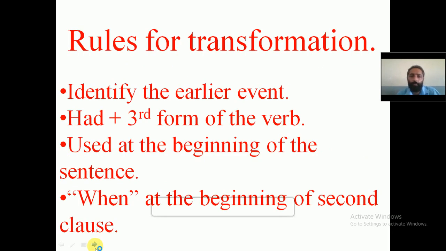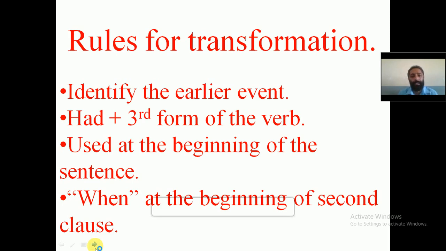So what are the rules to be kept in mind? Identify the earlier event. In all these sentences there will be two actions that are happening. So first thing, you need to identify the earlier event. Then what is the form? Had plus third form of the verb. Remember, whenever there is a word called had, you will have to use the third form of the verb.